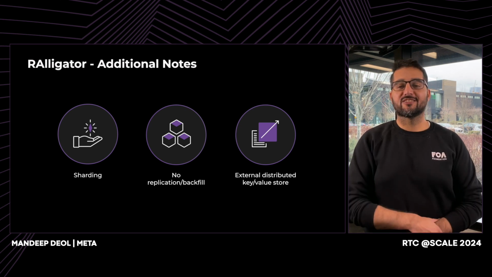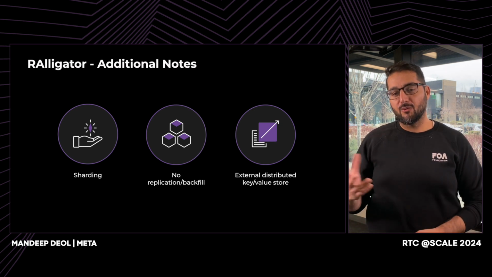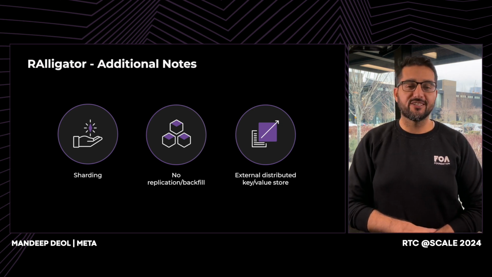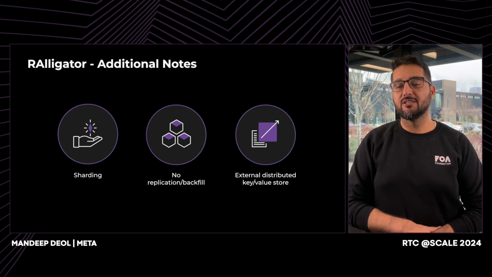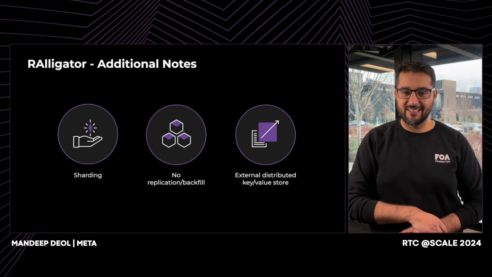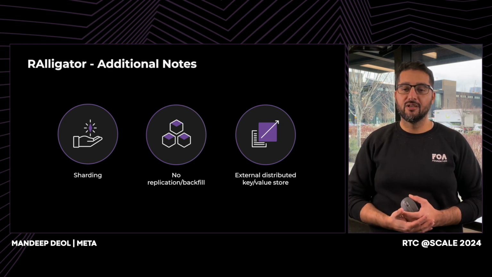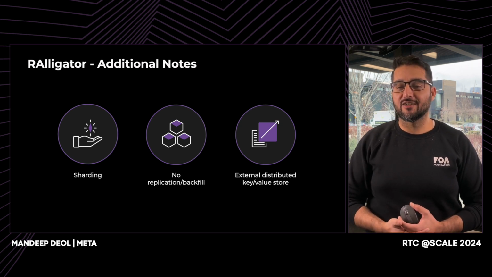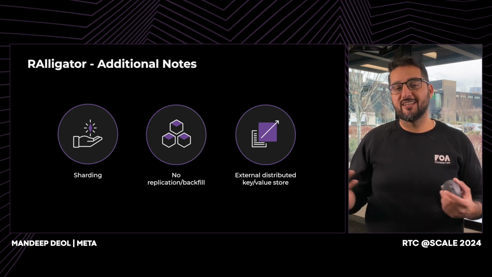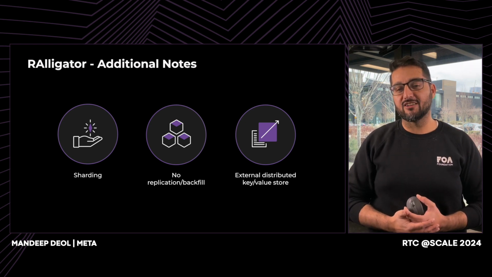Many of the times when we describe the design of RAlligator, the question we get asked is, hey, why not use an external distributed key value store, something like Amazon's DynamoDB? The simple reason there is that it's not cost effective just because of the amount of data we're dealing with, and it has its own sort of replication cost related to it. So when we did our initial estimates, this cost was like almost an order of magnitude.